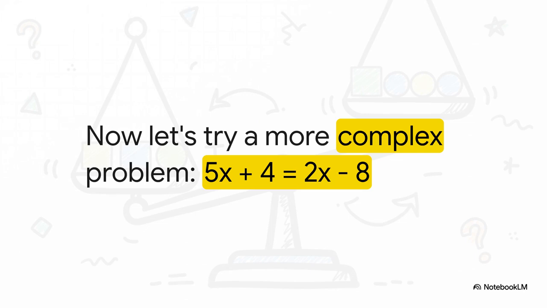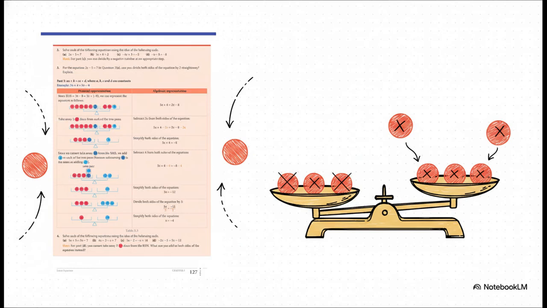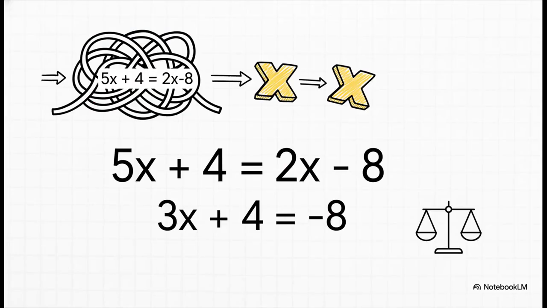Now, this one might look a little intimidating, but I promise you, the principle of keeping things balanced is exactly the same. First things first, it's messy to have x's on both sides. So let's clean that up. We've got 5x on the left and 2x on the right. So let's just take those 2 x disks off the right side, and to keep the scale balanced, we have to take 2 x disks off the left side too. Here's what that move looks like in math terms. We subtract 2x from both sides.